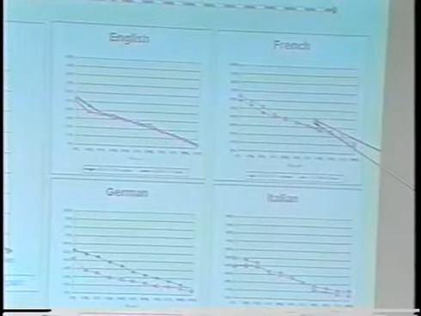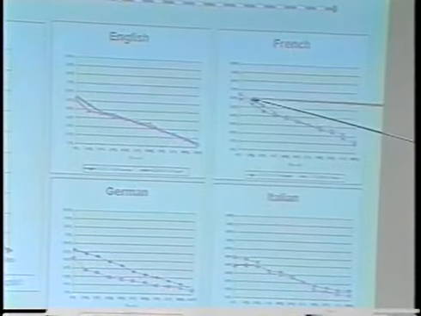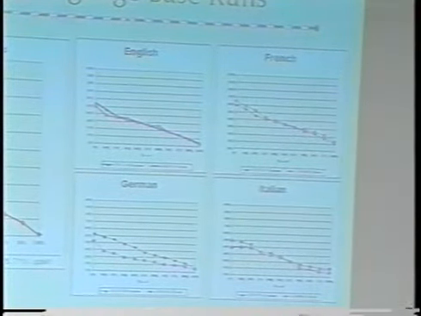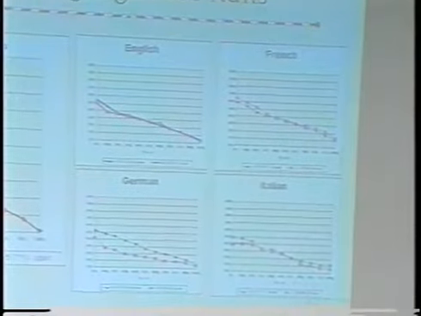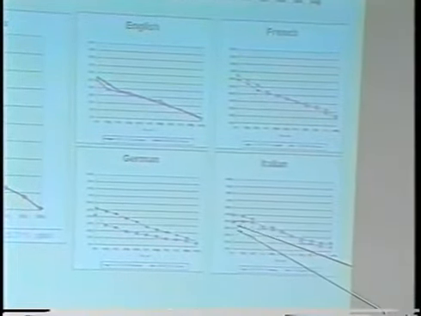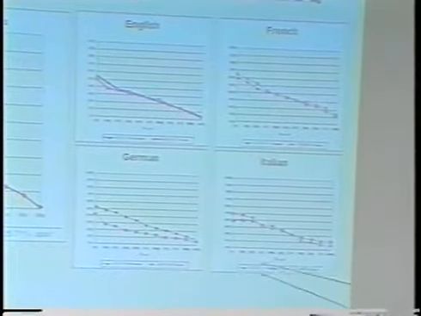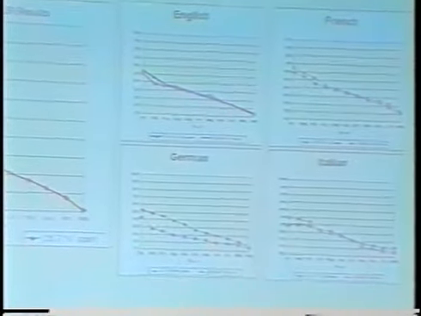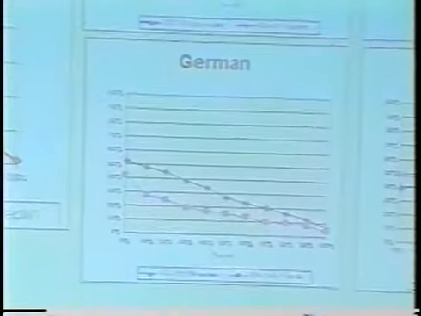So in French, we see that words did much better at low recall levels, and n-grams did much better later on. Italian had about the same effect. The German is what's really striking. The German n-grams are just absolutely dominant over the words.